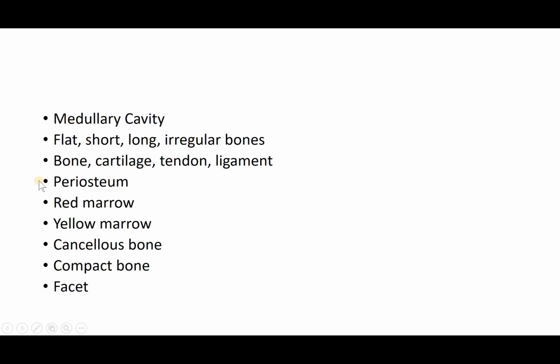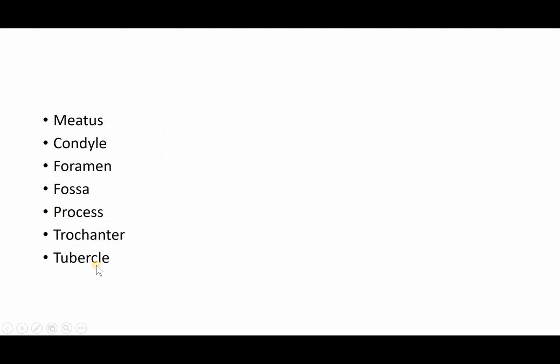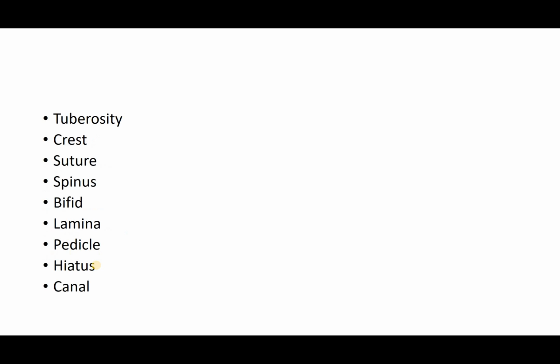Okay, the epiphyseal line is the remnant of the epiphyseal growth plate; the diaphysis is the long shaft of bone, and the epiphysis is the ends of bone. Now these are things we've covered in the past, so know them: the medullary cavity, and be able to identify what a flat bone is, a short bone, a long bone, an irregular bone. We'll be going over some of those later on. The periosteum is the outer skin of bone. Know the red versus yellow marrow, and know the difference between cancellous and compact bone. These are things we've already gone over.